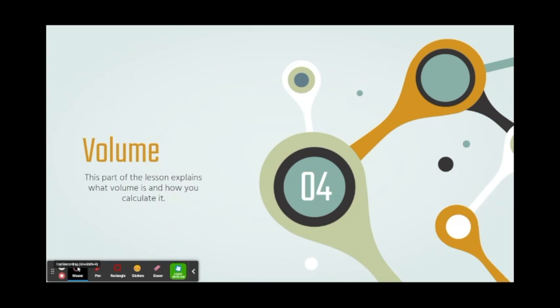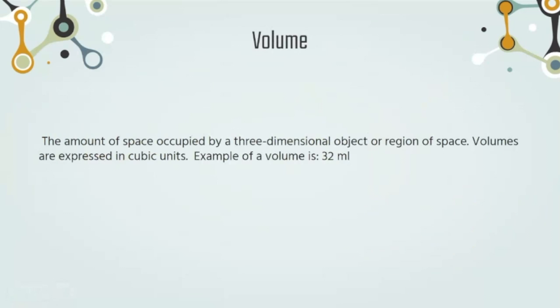In this part of the lesson, you will learn what volume means in scientific terms. Volume is basically the amount of space occupied by a three-dimensional object or region of space. Volumes can be expressed in cubic units. An example of a volume is 32 ml.